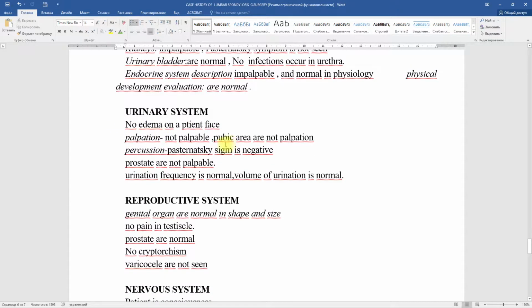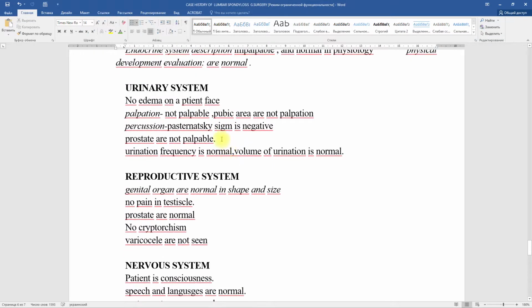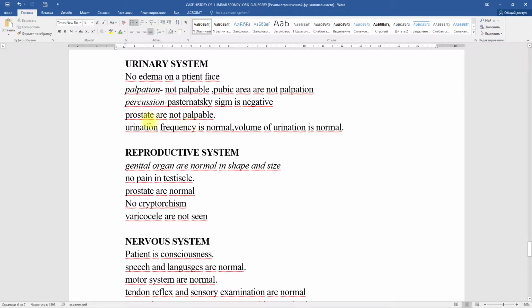No edema, yes. Negative Pasternatsky sign. Prostate not palpable. Actually, prostate is palpable in each and every man. You may say that there are no objective signs of lesion of prostate, but it's palpable always.